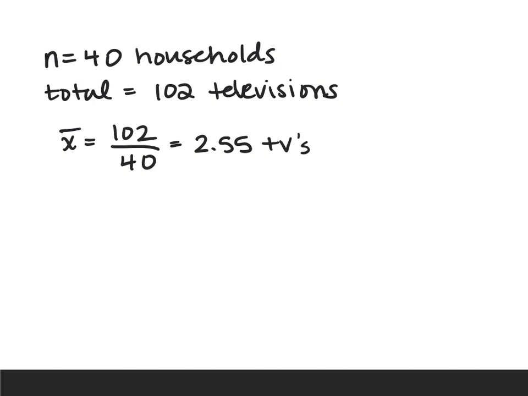So there's our mean. That's what we're looking for in part B. So our sample mean for this sample of 40 households is 2.55 televisions per household.